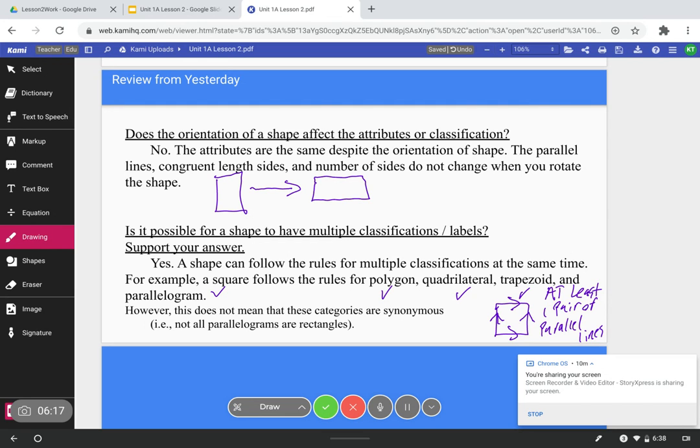But remember, this does not mean that the categories are synonymous. Not all parallelograms are rectangles. Not all parallelograms are squares. But all squares are parallelograms.